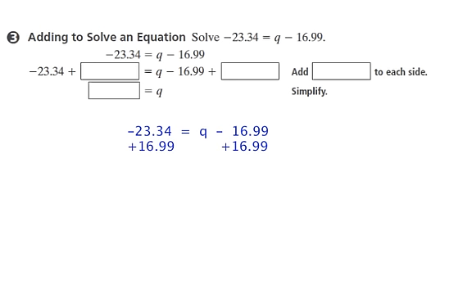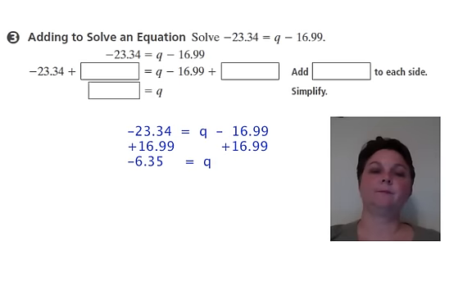On the left-hand side, we have negative 23.34 plus 16.99, which equals negative 6.35. On the right-hand side, the 16.99s cancel each other out, and you're left with q. Don't forget, you can always check every algebra problem by substituting the answer back in the original problem. Pause the video at this time if you need more time to copy down this example.